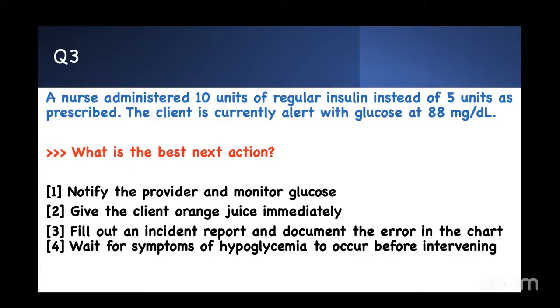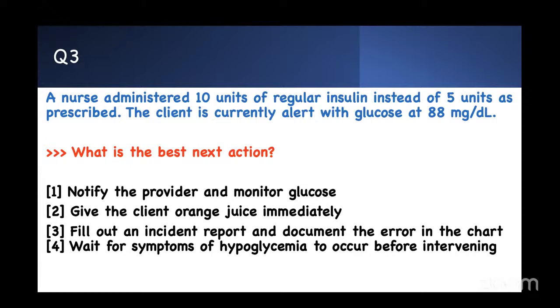Whenever you document, if you did anything in error, you don't document it as an error. You document what happened. That's the fact. You say, I gave the patient 10 units of insulin at 8 o'clock. Patient vitals are this. HCP is notified. That's all. This is what he did. You don't say, I gave him 10 instead of 5. That goes into the incident report.